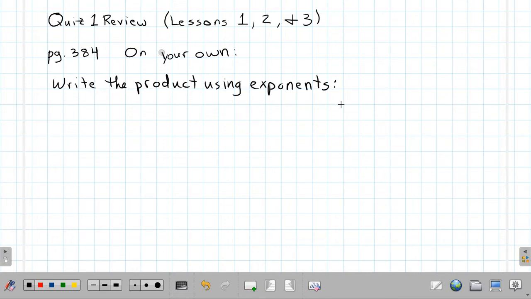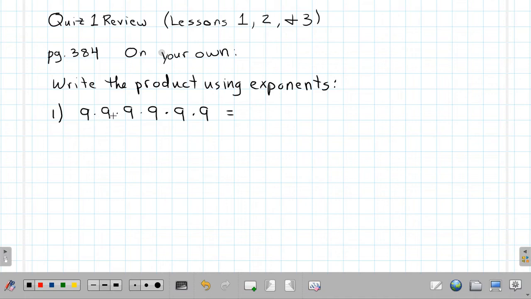When you're asked to write the product using exponents, all we're asking you to do is write the base and the exponent. So for number 1, we have 9 times 9 times 9 times 9 times 9 times 9. Once again, we're not asking you to multiply 9 times 9 times 9. We're asking you to write this product using exponents.